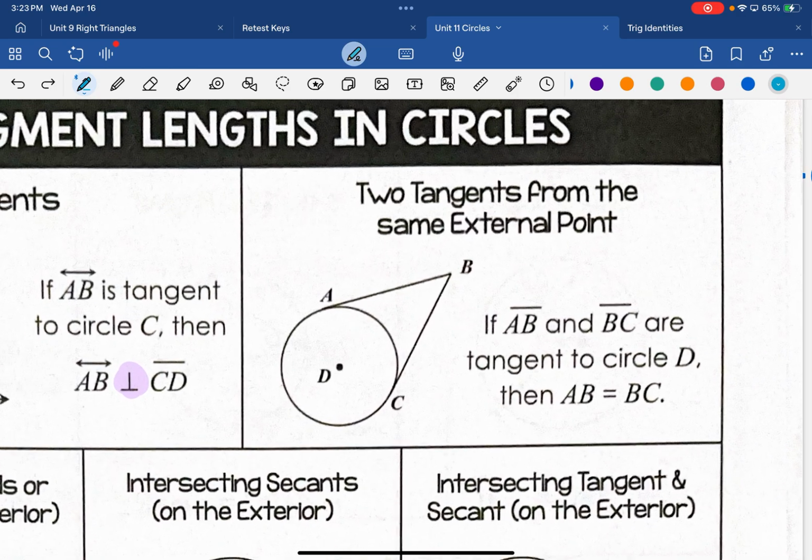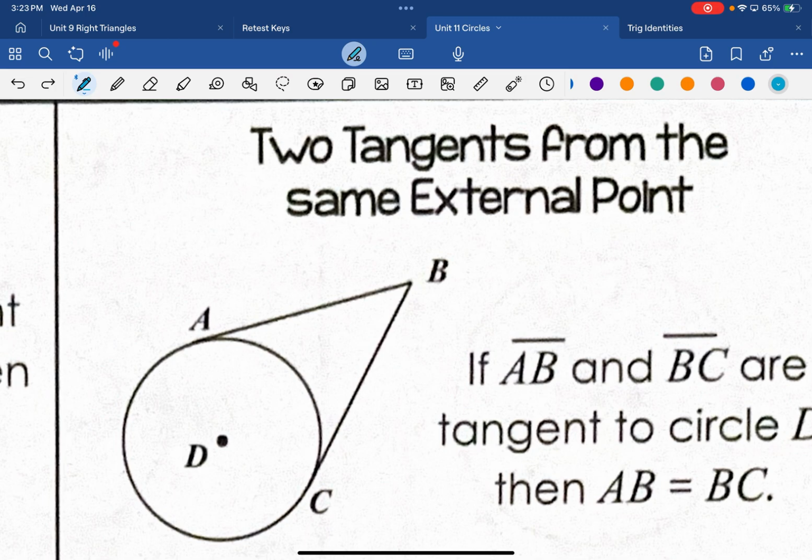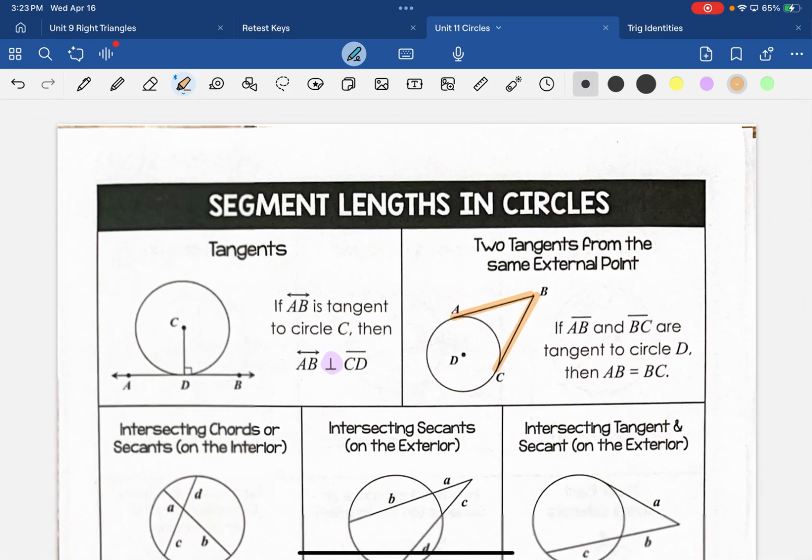The next thing we talked about on Monday was when two tangents intersect. So right here, we have AB intersects BC. And what does our formula chart tell us about when two tangents intersect? They're equal. Okay, so we talked about that on Monday.